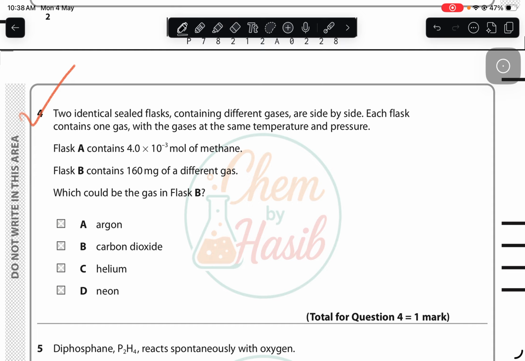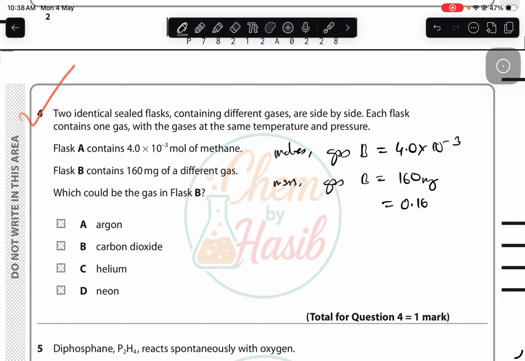So in flask B, you already know the number of moles, because you know the number of moles of methane. The moles of gas B will be equal to 4.0 × 10^-3. And you already know the mass of gas B, which is 160 milligrams. You convert this into grams, and it becomes 0.16 gram.